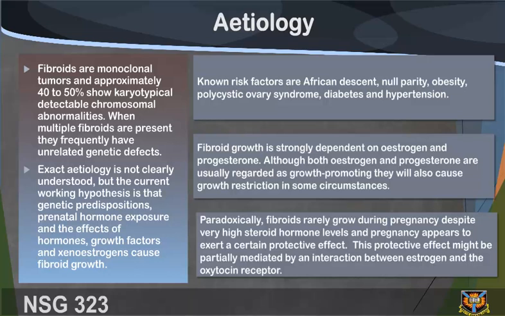Known risk factors are African descent, nulliparity, obesity, polycystic ovary syndrome, diabetes, and hypertension. Fibroid growth is strongly dependent on estrogen and progesterone. Although both estrogen and progesterone are usually regarded as growth promoting, they will also cause growth restriction in some circumstances. Paradoxically, fibroids rarely grow during pregnancy, despite very high steroid hormone levels, and pregnancy appears to exert a certain protective effect. This protective effect might be partially mediated by an interaction between estrogen and the oxytocin receptor.